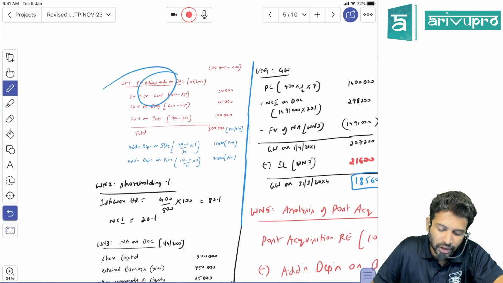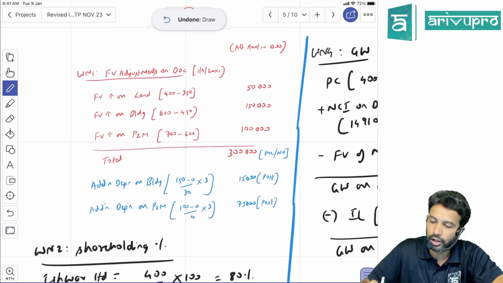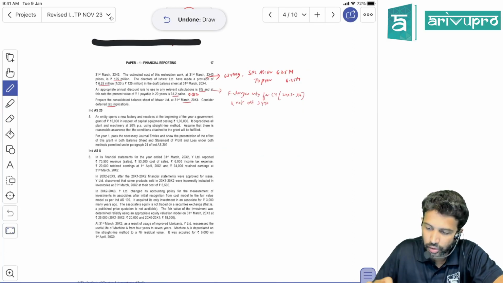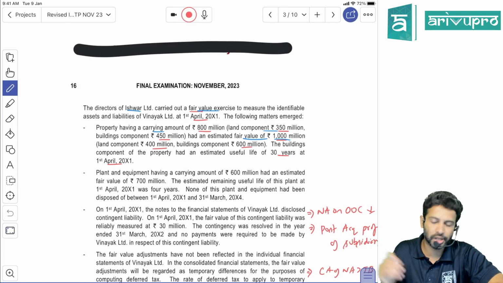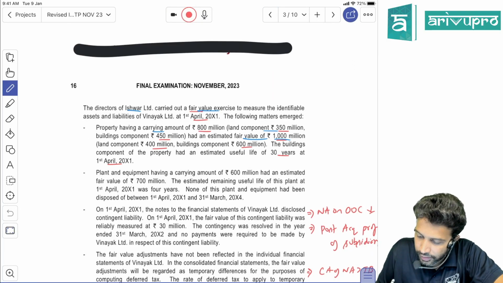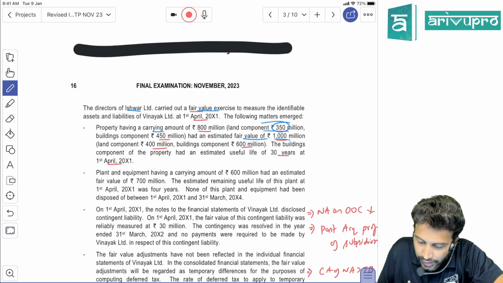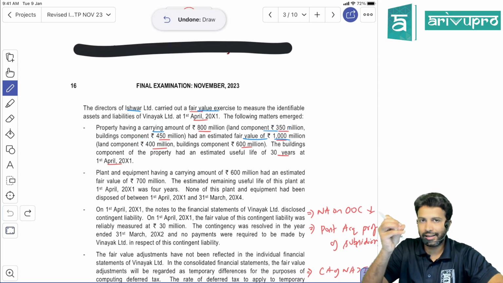Hence, we'll prepare one working note for fair value adjustments on the date of control. All the numbers are in thousands. Okay, so what are they saying now? Let's go back and read the data and capture it. So land's carrying amount is 350, but land's fair value has become 400. We'll do land separately, building separately.